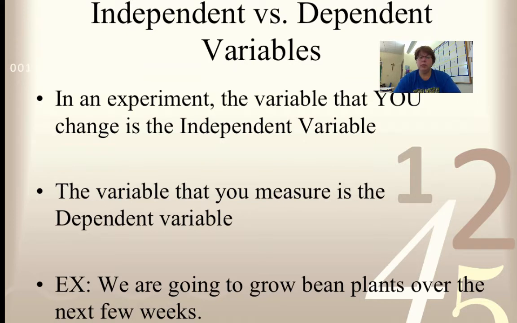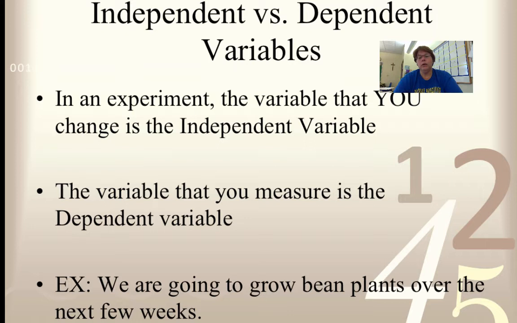For an example, we are going to grow bean plants over the next few weeks. So what are you testing? You are going to actually test the beans to see which one would grow more. And the measuring thing would be how tall the bean plants get. So that would be the independent variable.